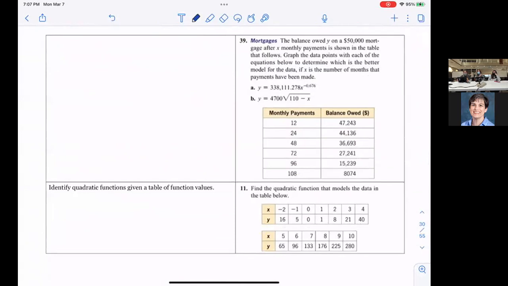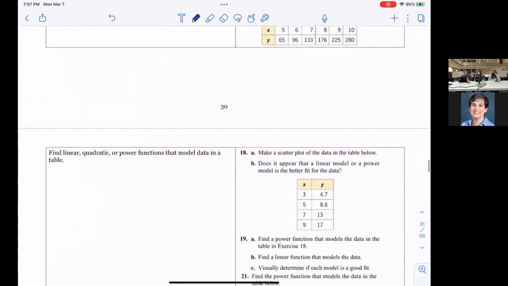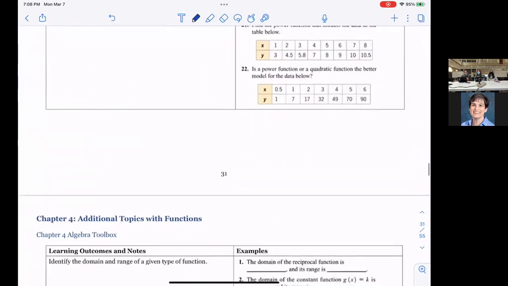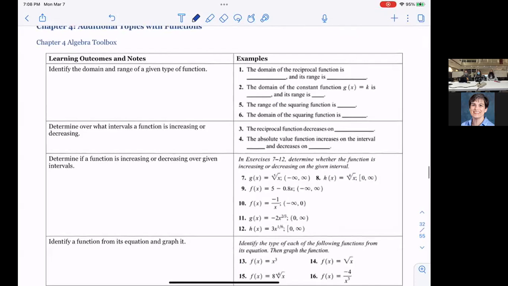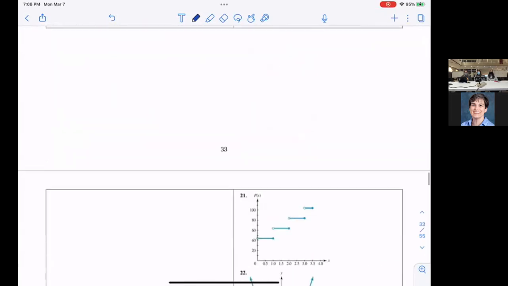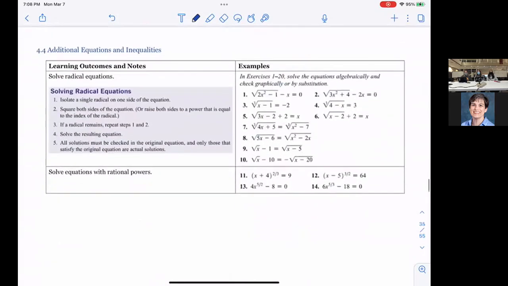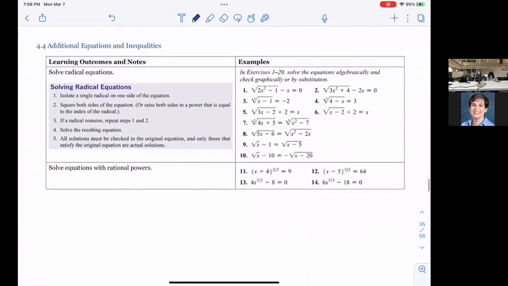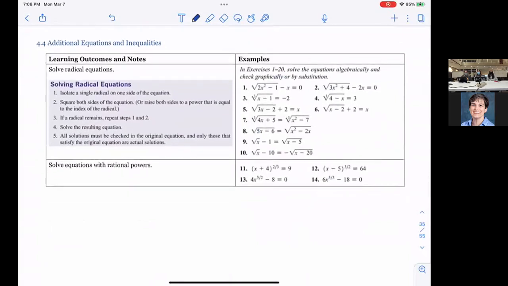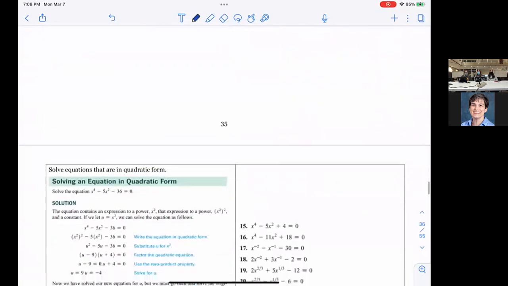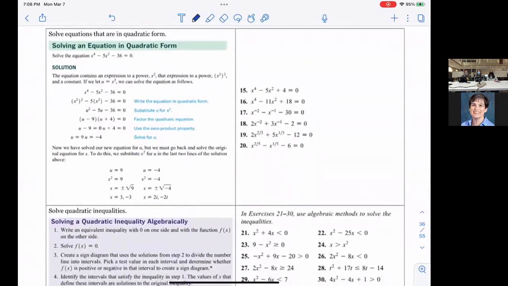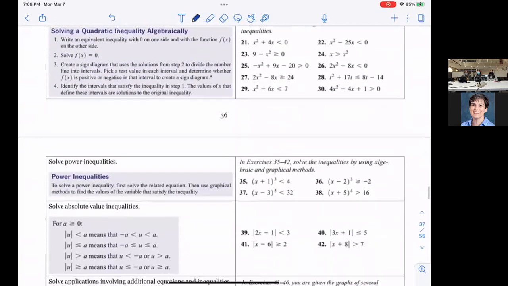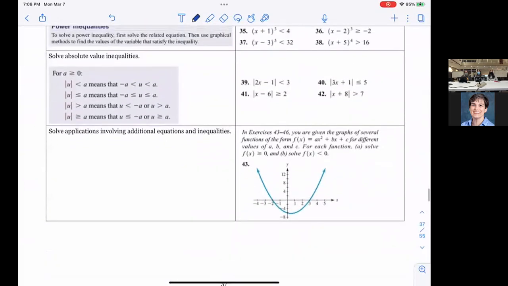So graph the points. So this is calculator stuff. Out of the toolbox. So for these, you can also use your calculator to solve by graphing. Same with this. And a lot of this stuff is stuff that we've already gone over.